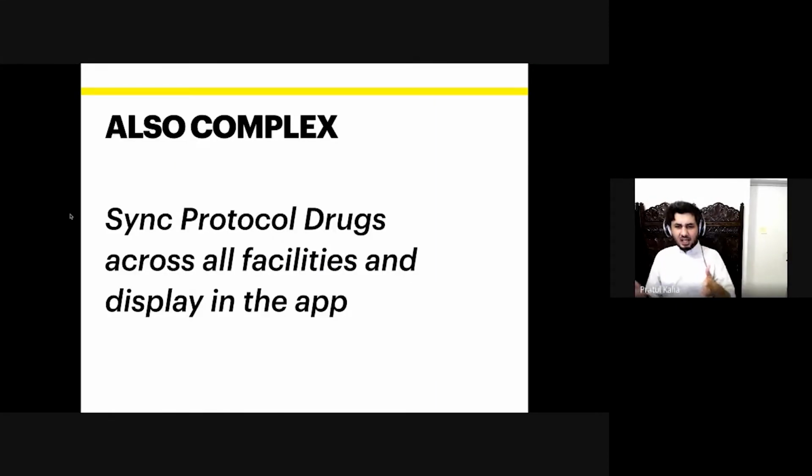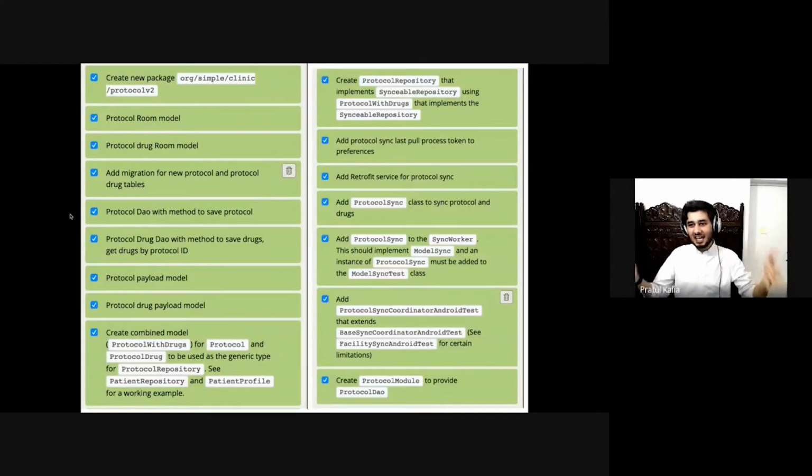Let me bring up another example of what is complicated. Sync protocol runs across all facilities and display in the app. Ignore what it means. This is what the task list in our system was. So you can see a lot of different things, a lot of different moving parts, multiple different tasks, and the whole thing, the code, eventually touched many different packages, many different controllers. And you realize that it's only in retrospect that you realize that this was complicated.